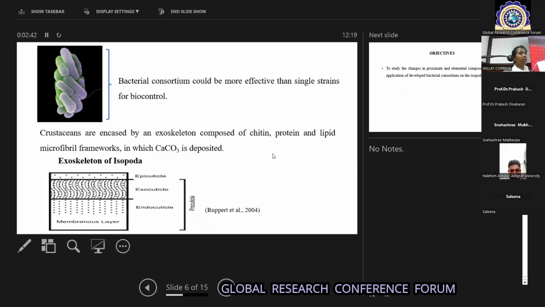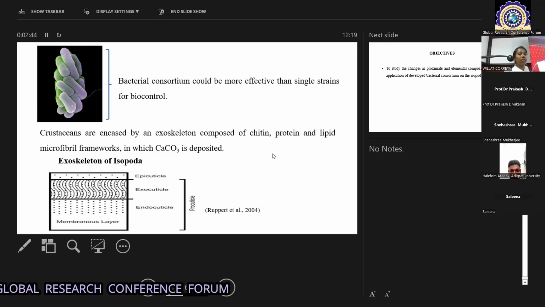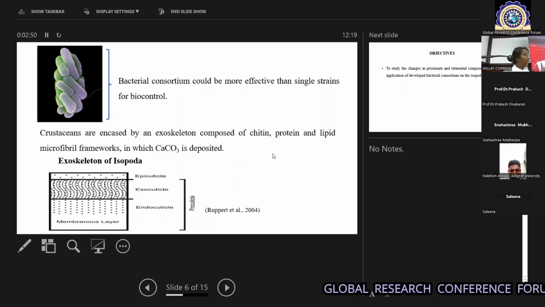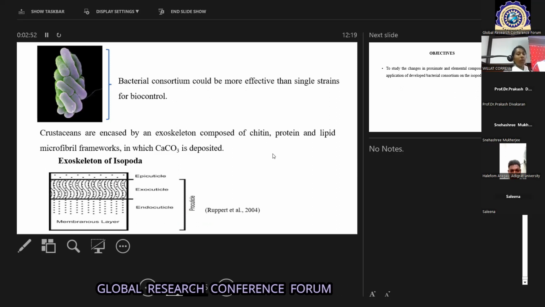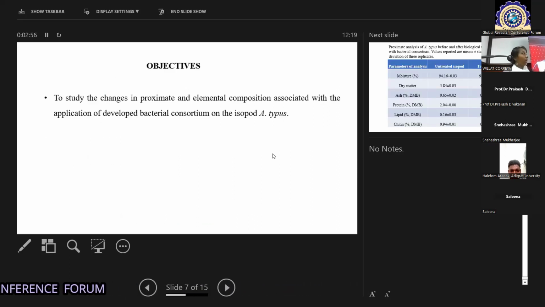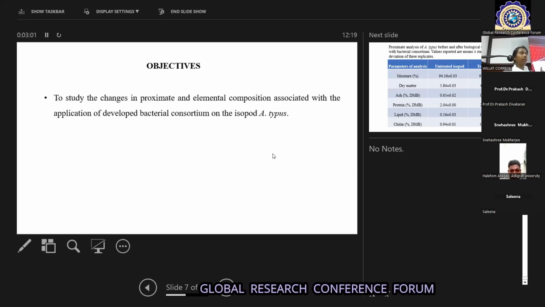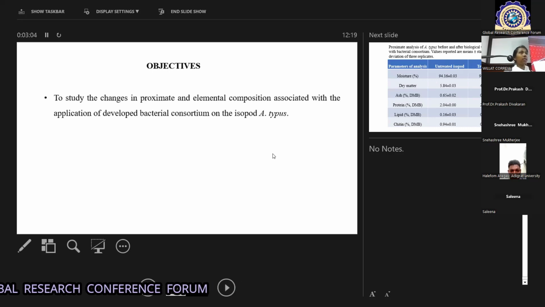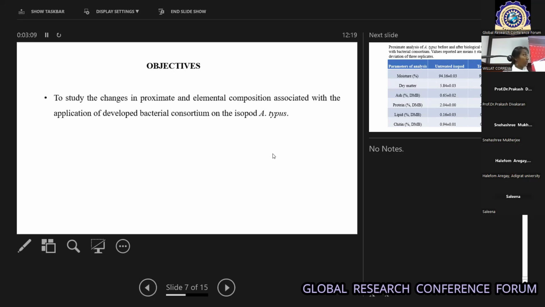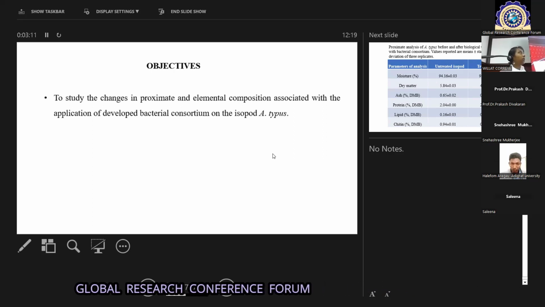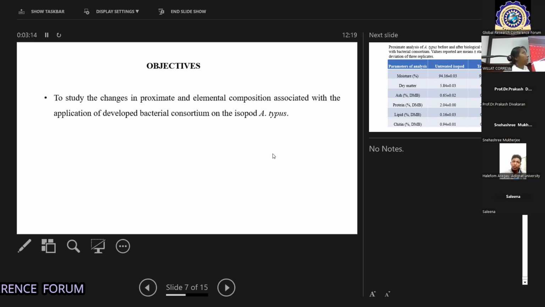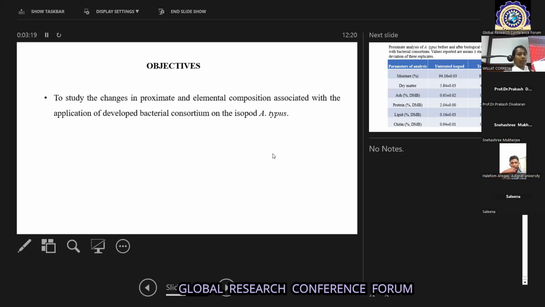Normally, the exoskeleton of these parasites is composed of chitin, protein and lipid, in which calcium carbonate is deposited. This figure shows the exoskeleton of an isopod. In my study, I have already prepared a bacterial consortium comprising three bacteria: Klebsiella pneumoniae, Bacillus altitudinis, and Stenotrophomonas maltophilia. My objective in this paper is to study the changes in the proximate and elemental composition associated with the application of the developed bacterial consortium on the isopod Alitropus typus.